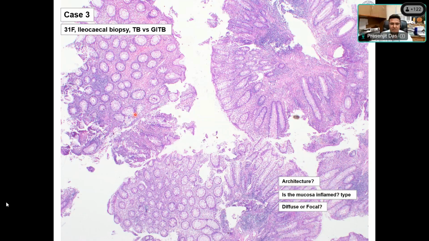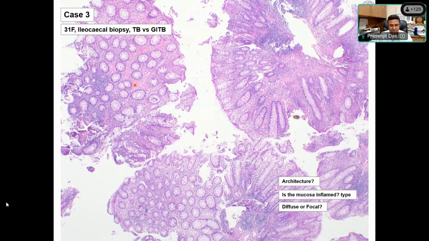Very nice. If I look at this area, though it is not oriented, the architecture is maintained. However, there is some branching. At places the crypts are shorter and the spaces are also unequal. Here the architecture is possibly maintained. Here it is distorted. Here again the architecture is maintained, and possibly these are the areas of crypt branching.